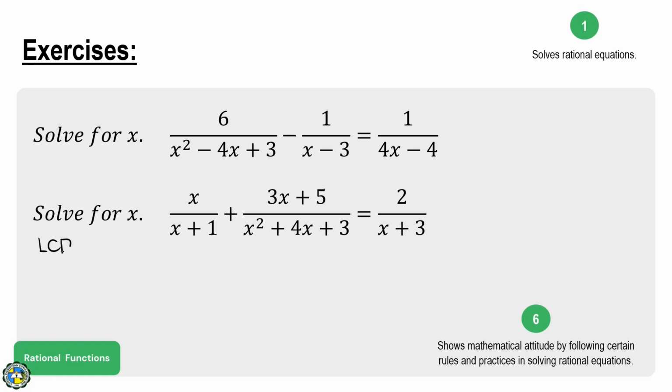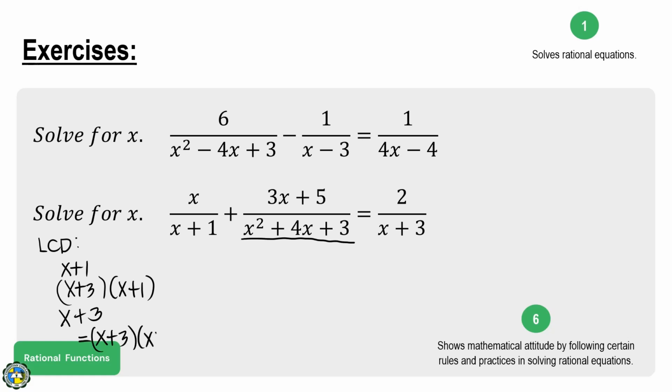Let's find the LCD, x plus 1. Remember, this has a factor too. 3 and 1 will make 4. And since they are all plus, the involved equation is all plus as well. And x plus 3. So, since x plus 3 and x plus 1 are each one factor, therefore, our LCD is here. And let's multiply it to each rational expression.